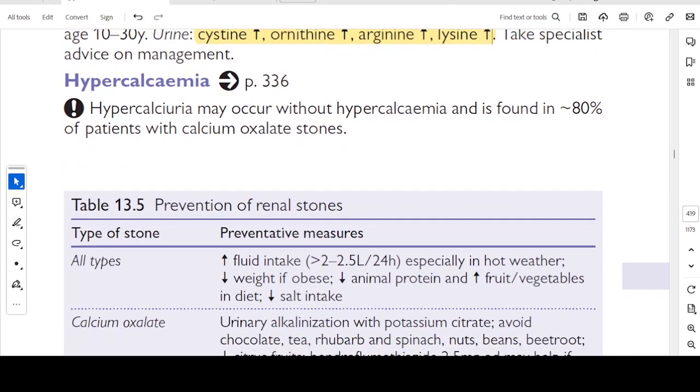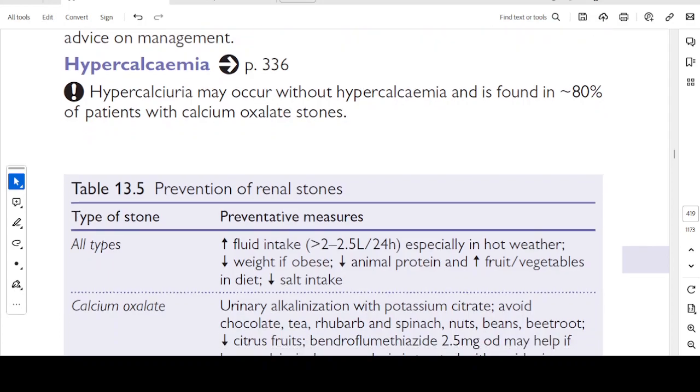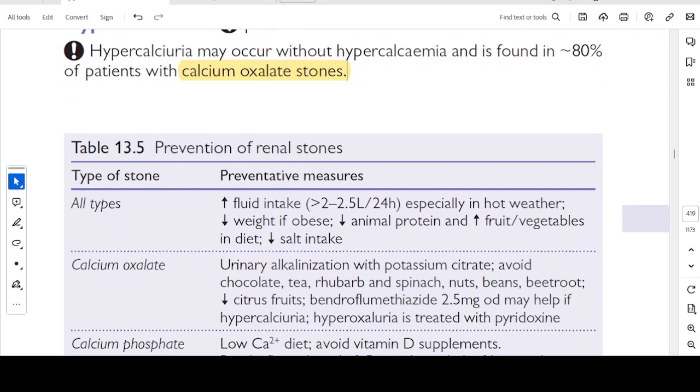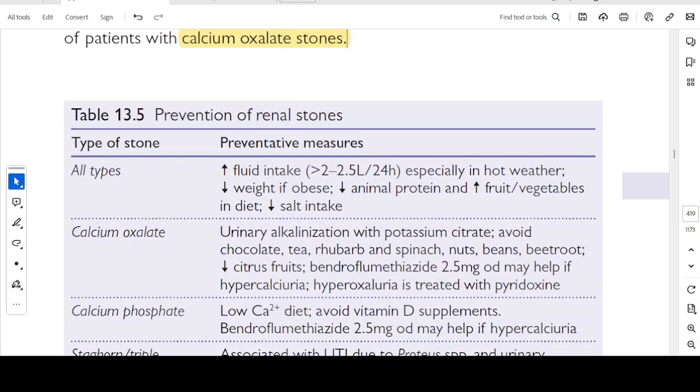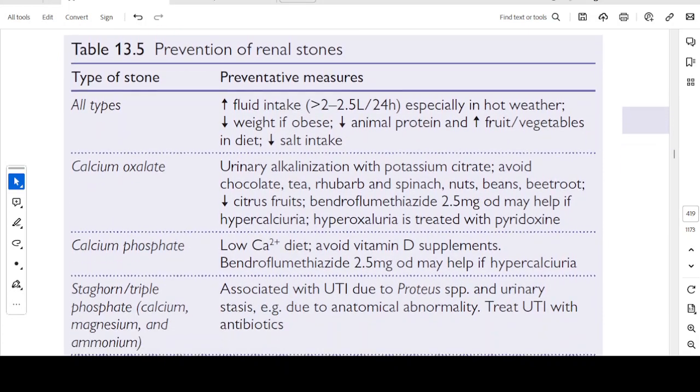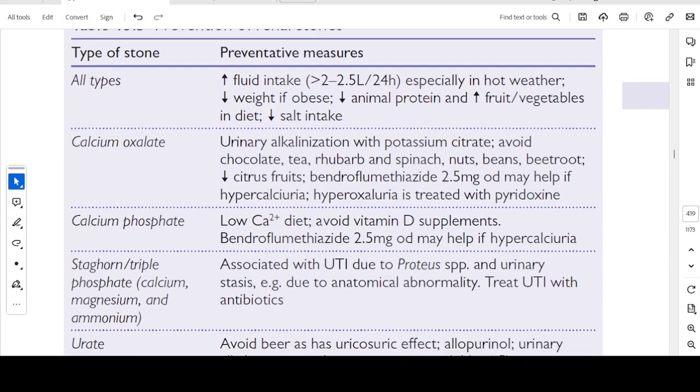Hypercalcemia, we have read that on page 336. Hypercalciuria may occur without hypercalcemia and is found in 80% of the patients with calcium oxalate stones. So whenever you have calcium oxalate stones, you need to check whether it is because of increased calcium or increased oxalate. Prevention of renal stones: types of stones, preventive measures. All types: increase the fluid intake.